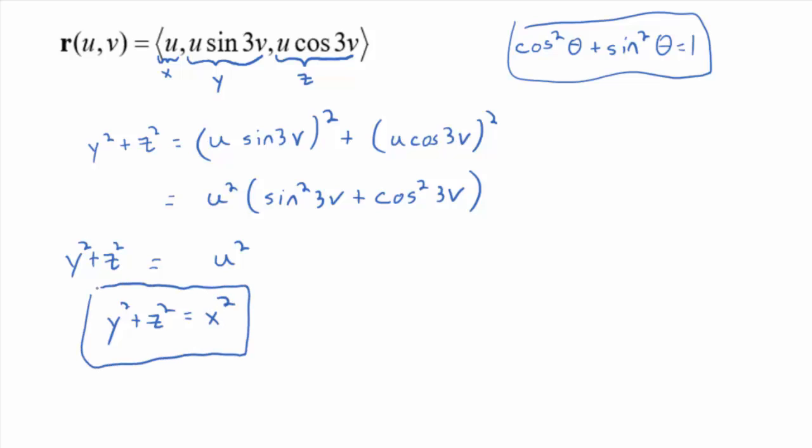But then we should be able to identify it, right? What is that thing? It's a cone. Which axis would be the central axis of that cone? It would be the x-axis, right? Yeah. So there you go.